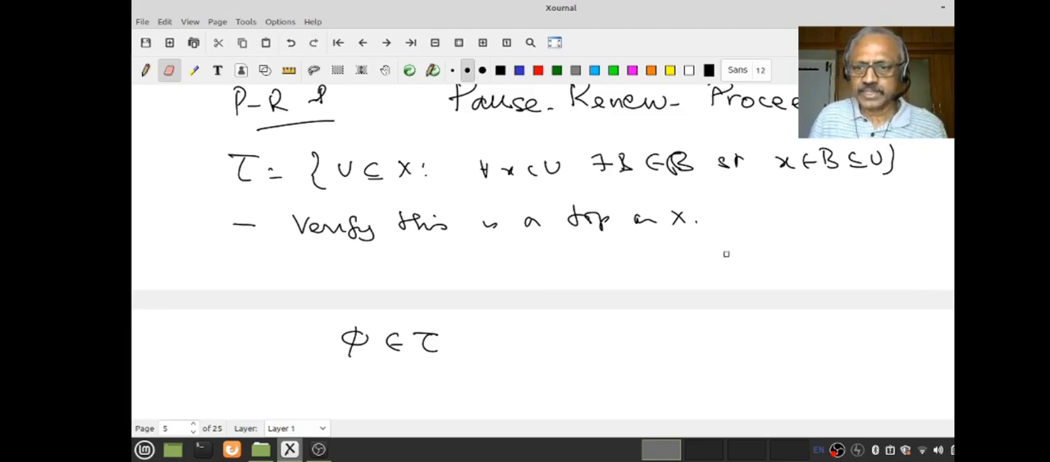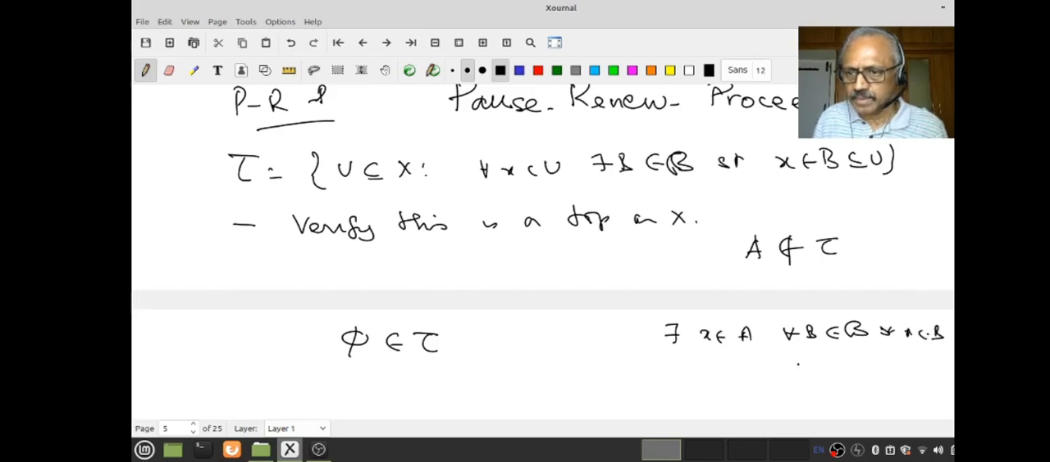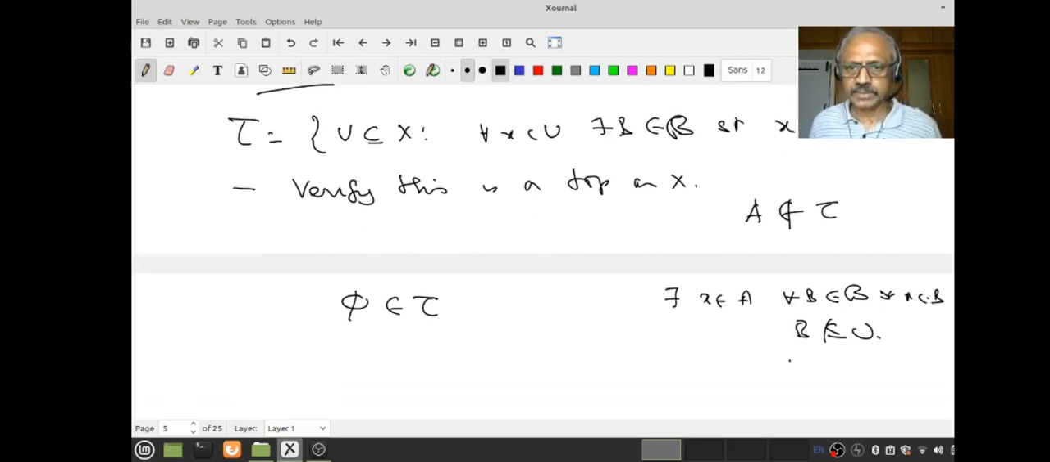If you say some set A is not in tau, what does it mean? If A is in tau, for every x something must be true. That means if A is not in tau, there exists an x in A so that this is not true: for every B in script B with x belonging to B, B is not contained in U. You give me any B which contains x, no such B is going to be contained in U. You follow that? Now the empty set belongs to tau, because if it is false, then you have to start with an x in the empty set so that something happens. You can't do that, therefore the empty set belongs to tau.